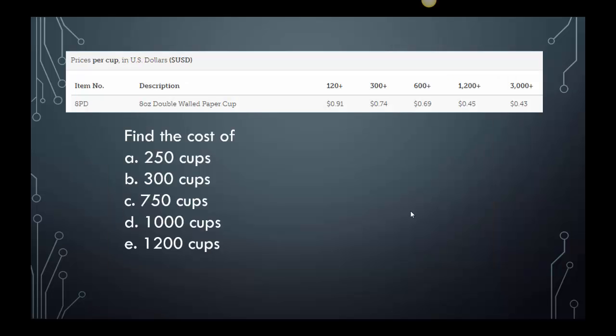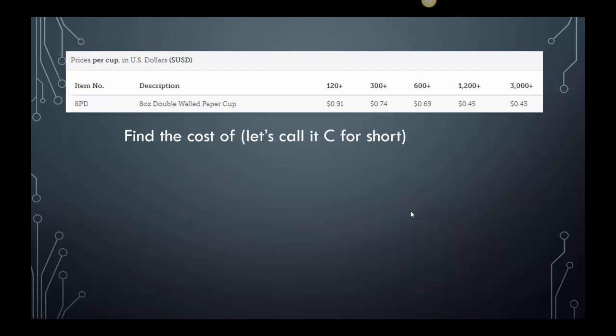Let's make it easier and just pick one particular cup. So I picked the first line, which is 8-ounce double-walled paper cups. And it shows you the prices based on how many you're purchasing. So I said, well, let's look at a couple purchasing points we might want to make. So I picked $250, $300, $750, $1,000, and $1,200. And then let's figure out how much it would cost. I'm going to call it C for cost. And X will be the number I put in, which is how many cups we're buying.